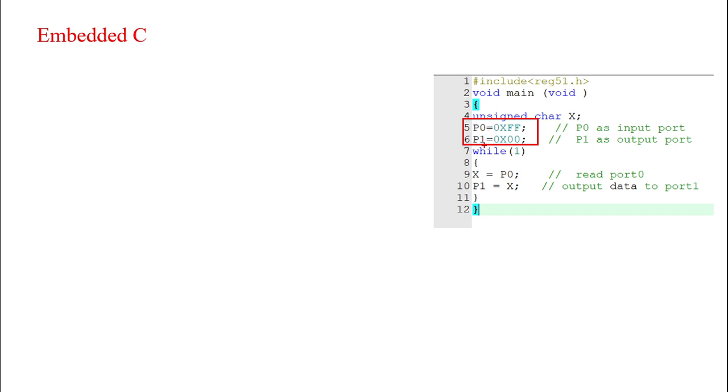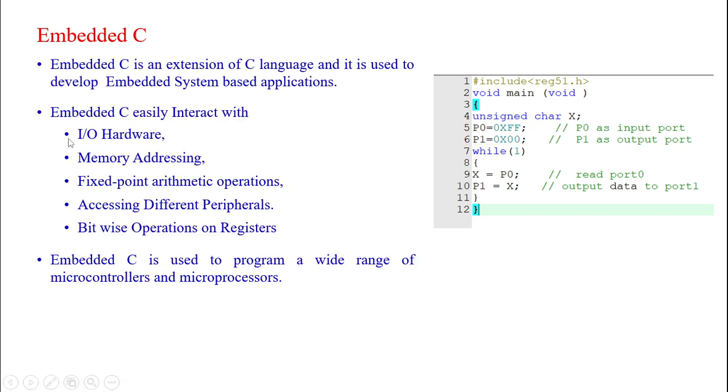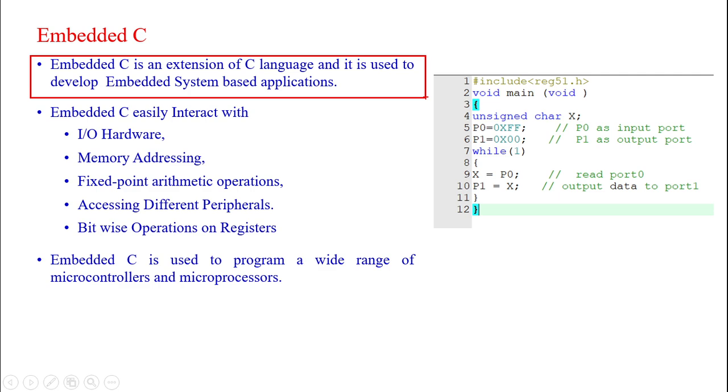P0 stands for port 0 and P1 stands for port 1. Using C programming, we can easily access hardware directly. That is why the C programming which is exclusively defined for embedded applications is called embedded C. So with this, let us define embedded C. Embedded C is an extension of C programming and it is used to develop embedded system applications. This is the fundamental definition of embedded C programming.